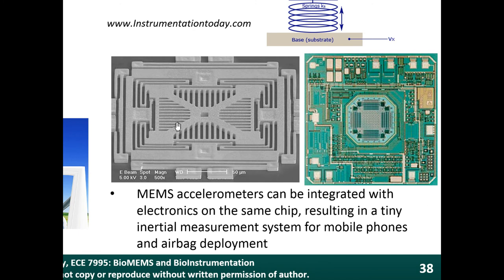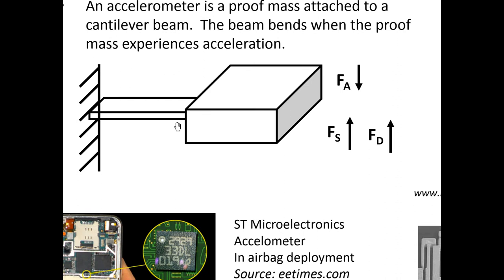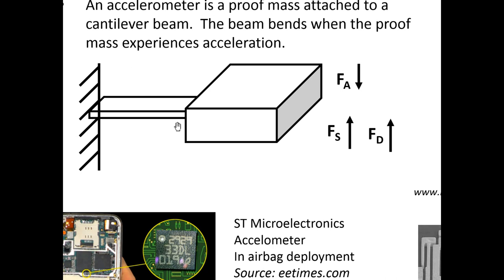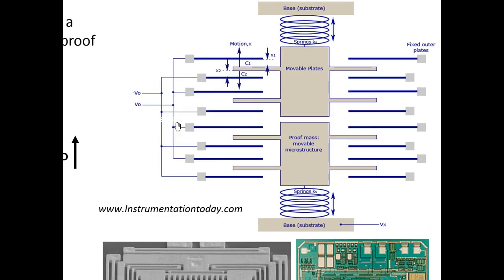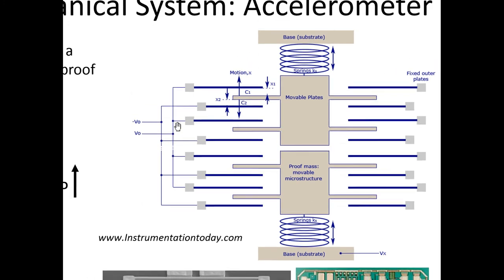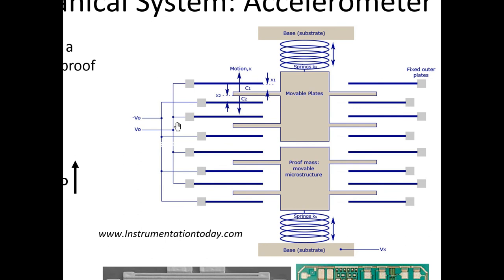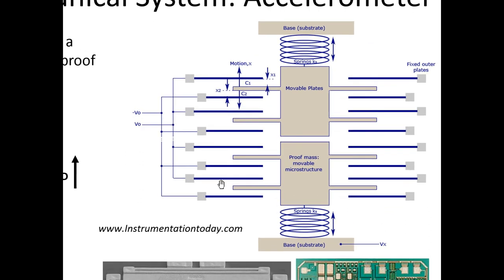The device that I drew here only detects acceleration along one axis. Right, the accelerometers that are in your cell phones and some of the sensors even in the automobiles are multi-axis sensors. So they'll sense acceleration in the x-axis, the y-axis, and the z-axis. We call those tri-axis accelerometers. This is an example of an accelerometer where you have some movable plates, and then you have a movable microstructure here. This is an example of what a system might look like.